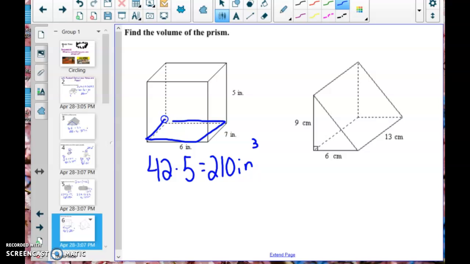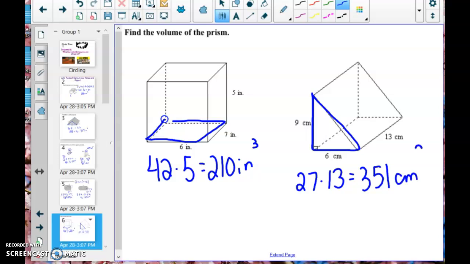Now, the second one here is actually sitting wrong. It should be sitting on this triangle right there, because that is the base. So to find the area of that base, I would do 9 times 6 divided by 2, because it's a triangle. Then I would times that by the height of 13, which gives me a total volume of 351 centimeters cubed.